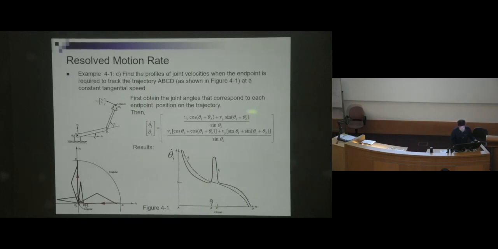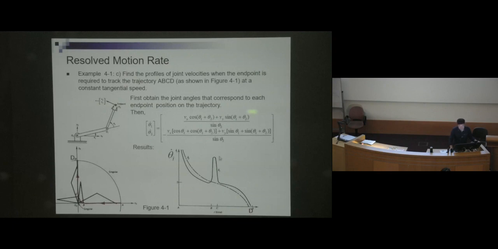And then when you come to B, you can see the speed profile of theta 1 and theta 2. So you need to coordinate the joint speeds of theta 1 and theta 2. And after that you have your C. This is the profile of C. And then you have your D.